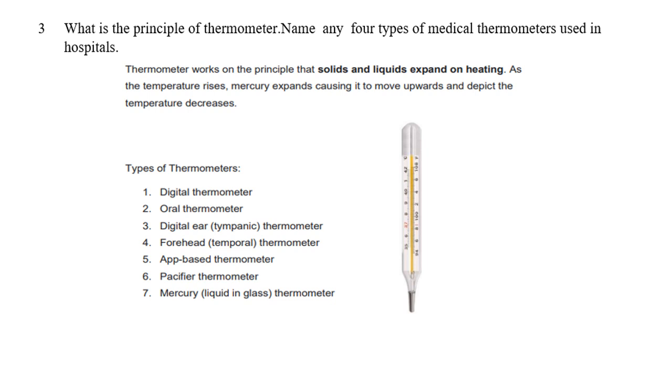Question 3. What is the principle of thermometer? Name any four types of medical thermometers used in hospitals. The most common physical property used in thermometers is the expansion of mercury or alcohol. Types of medical thermometers: digital thermometers, infrared thermometers, rectal thermometers.